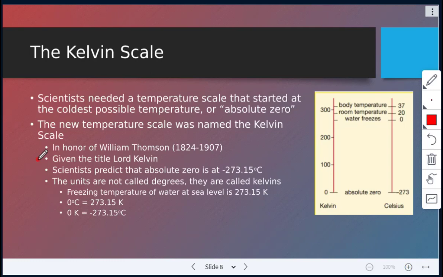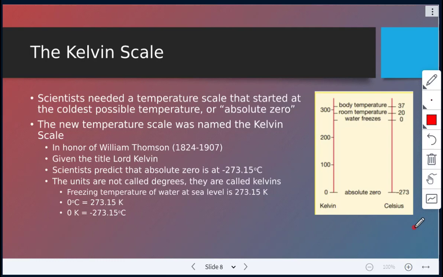So scientists predict that absolute 0, the coldest possible temperature, is negative 273.15 degrees Celsius. So if we see here, that's shown as 0 Kelvin, and shown here in Celsius at negative 273.15 degrees Celsius. And they're not called degrees, they're just called kelvins. So the freezing temperature of water at sea level is 273.15 kelvins.